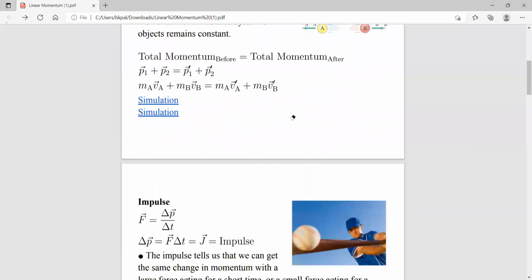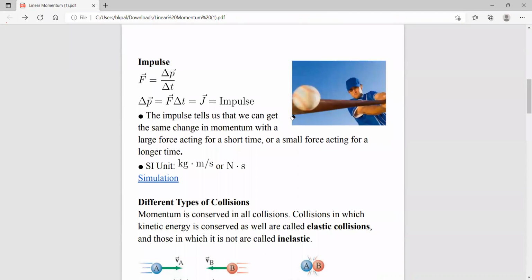We will solve some problems using this law. Now let's move on and see what we have next. The next thing we have is the impulse. So what is the impulse? To understand impulse, let me start with Newton's original second law. It tells us that the net force is equal to the rate of change of momentum, delta P over delta T. For simplicity, let me just use force equals delta P over delta T. Now if I multiply both sides by delta T, I get something like this.